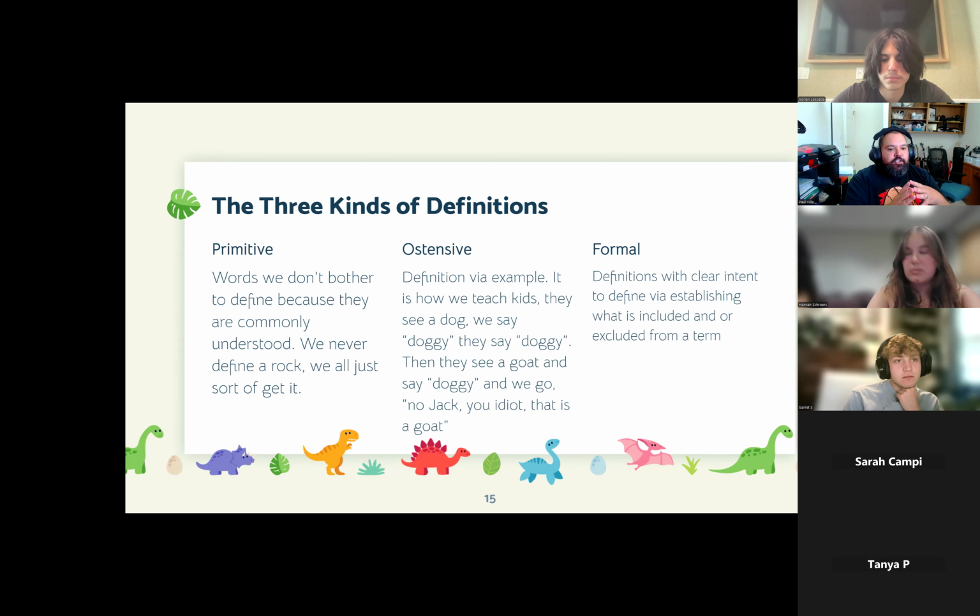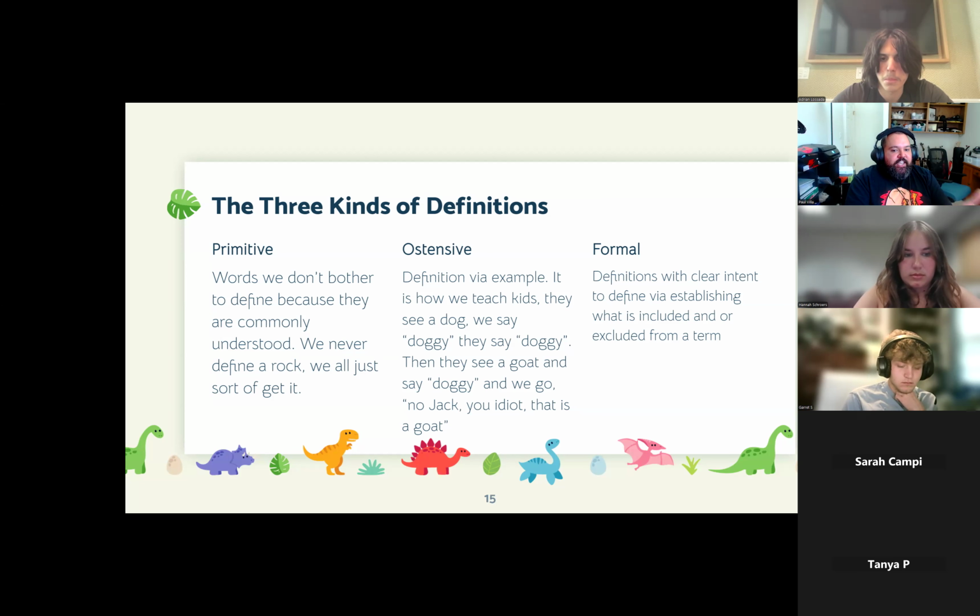So primitive definitions is where we basically don't even bother defining the word because it's so commonly understood. No one ever asks you to define what a rock is. We all sort of get it. No one's like, oh, when I said rock, I meant an igneous or sedimentary rock, et cetera. Like, no, it's a rock, dude. Then there's ostensive, and ostensive is definition via example.